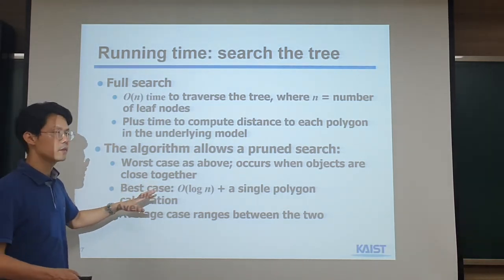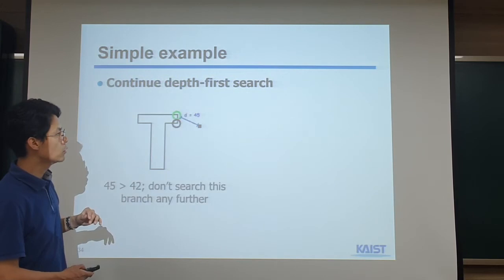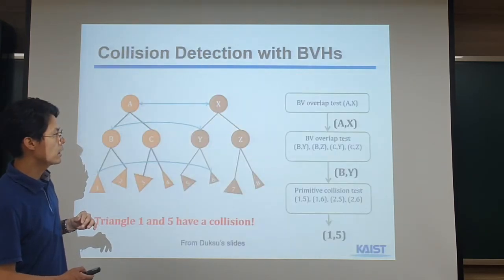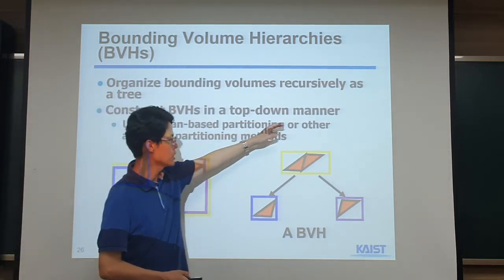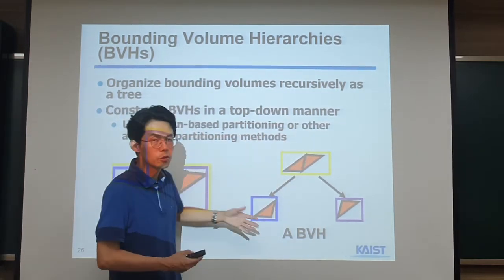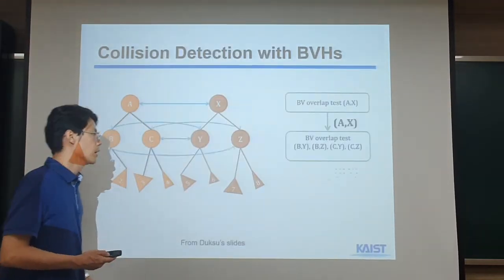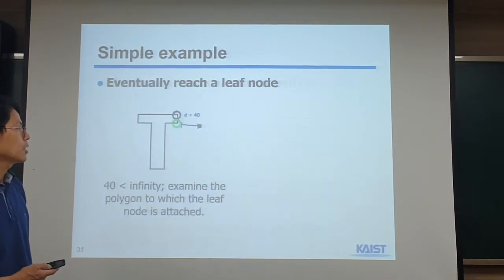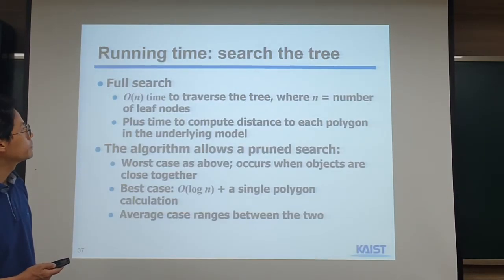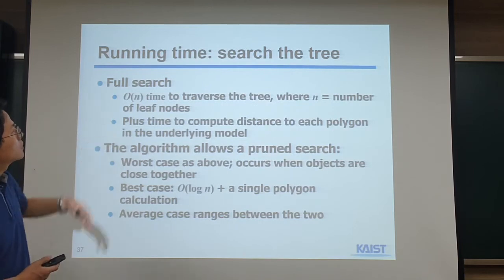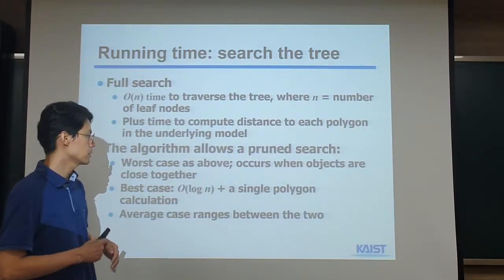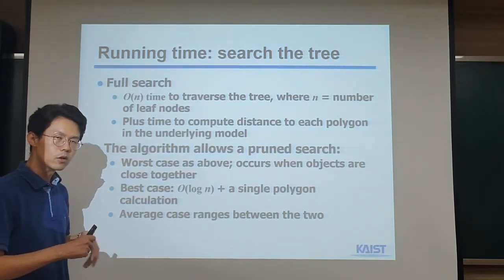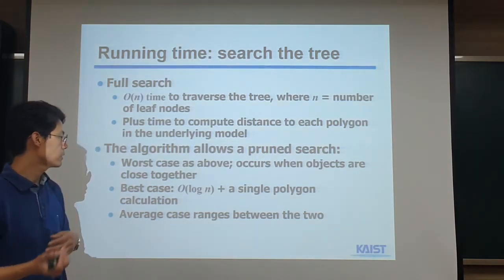The best case is that we just traverse only one branch of the tree, something like here. We just traverse one branch here, we travel here, and then we just terminate, something like that. And in that case, the time complexity of running the collision detection or distance computation turns out to be log n plus the sum of the low-level collision detection tests between the triangle and some other one.